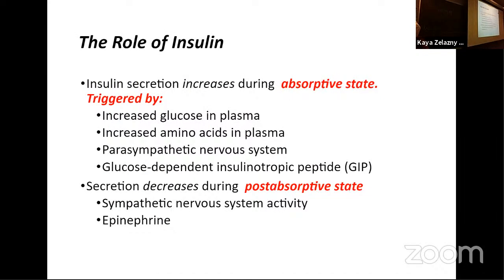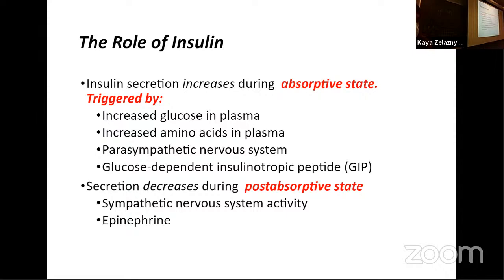So insulin secretion increases during the absorptive state. There are a couple of triggers for this, basically all a result of eating. As you start to have more glucose, more sugar in the plasma, that extracellular fluid in your blood, because your intestines have been pulling it out of your food, that's going to trigger the release of insulin. Same deal with amino acids, the byproducts of breaking down our protein. That's going to tell your body that it ate.